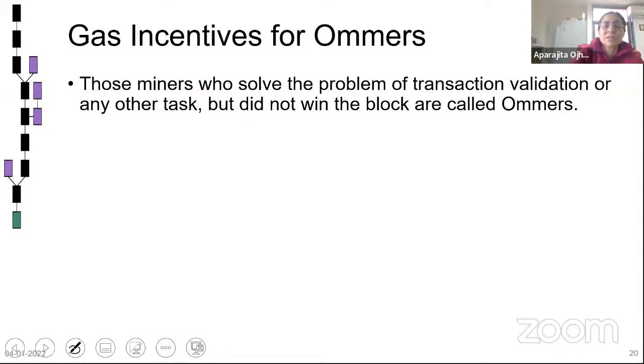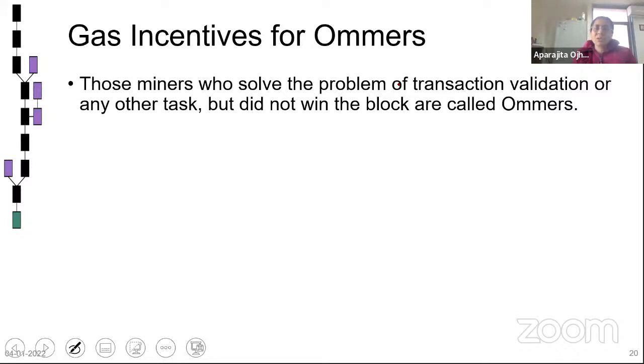Some questions are there. The incentive is like, I have used my resources, computing resources, to verify whether the transaction is valid or to verify whether the block can be created. Why should I not be incentivized? Because I've used resources, right? So I will be paid some incentive.